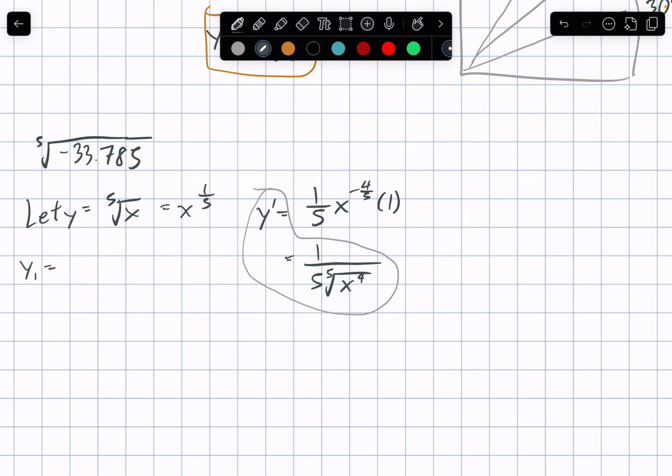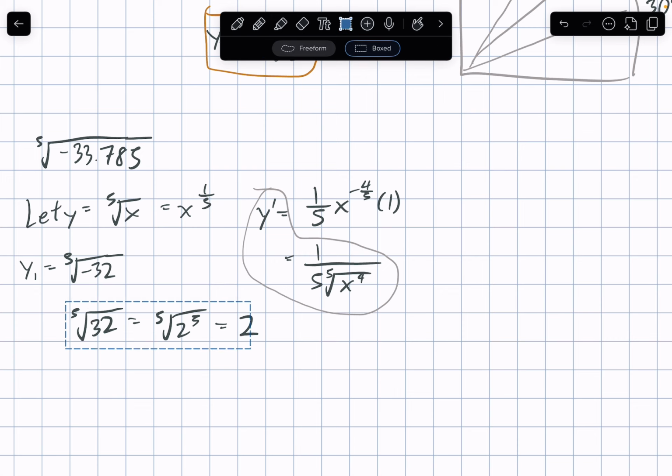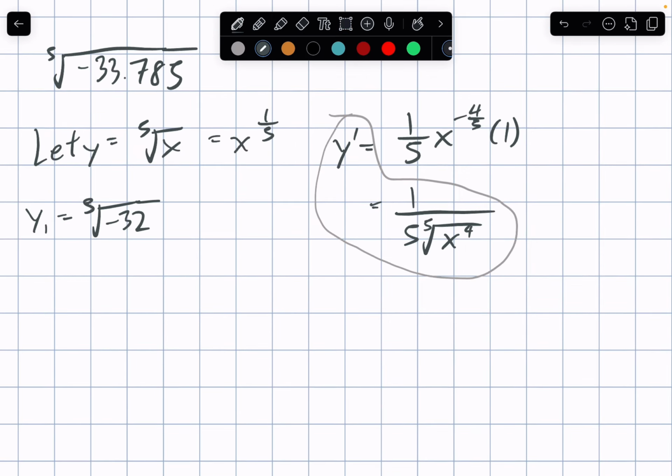So how do we approximate? Let's try 32. Negative 32. Don't forget the negative sign. Because we could simplify this as, never mind. Because of the negative, you can't really, because it's a different case. If it were this, you can just simply rewrite that as this, and then 2. But because of the negative sign, I don't think it's okay to simplify. So we leave it just like that.